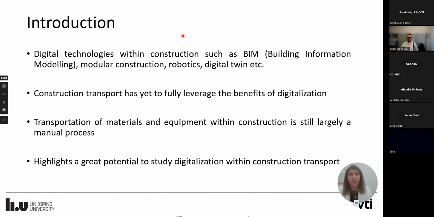However, when we talk about construction transport and digitalization within construction transport in particular, it is seldom that we see good use of digitalization taking place there. Transportation of materials and equipment within construction is still largely a manual process, which means that construction transport has yet to fully leverage the benefits of digitalization. So this interests me also, and this highlights a great potential to study digitalization within construction transport.